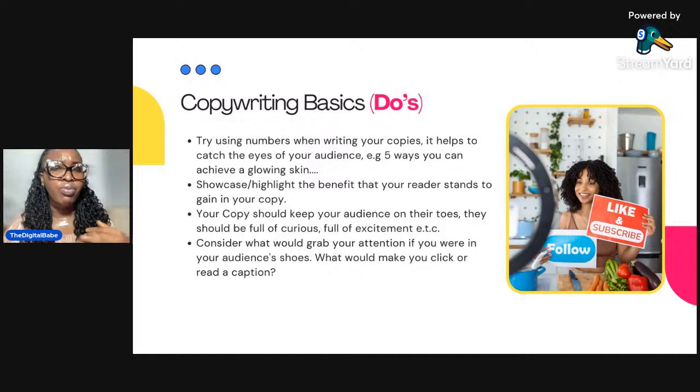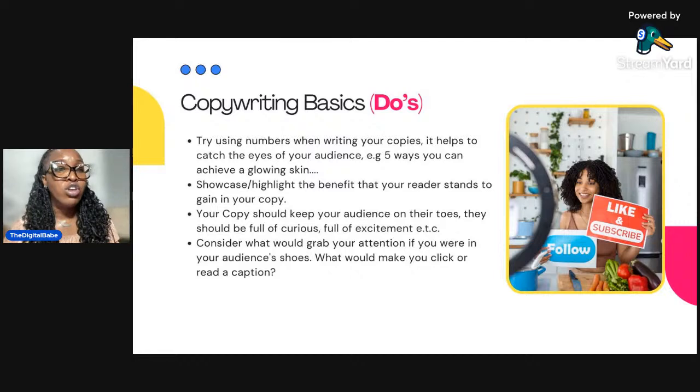And then secondly, showcase or highlight the benefit that your reader stands to gain. Whenever you're trying to write your copy, don't write, oh, this product has vitamin C, it has glycerin, it has whatever and whatever. No, everybody knows that. That's a normal feature. Try to put the benefits. Tell them that when you use this product, you have glowing and spotless skin. So you tell them what they stand to gain. Don't tell them common things like features.